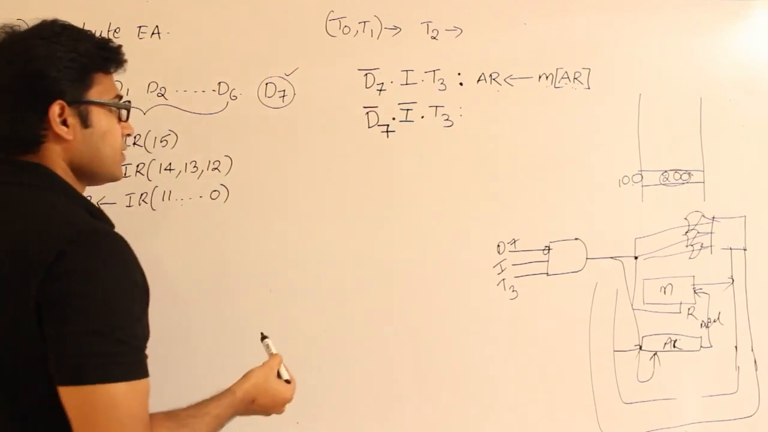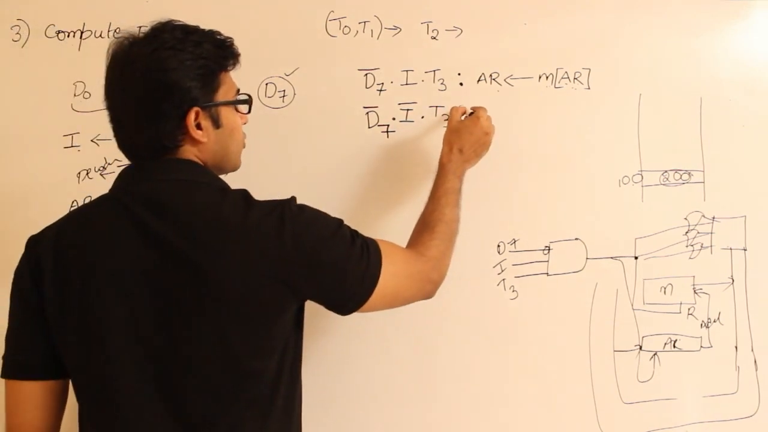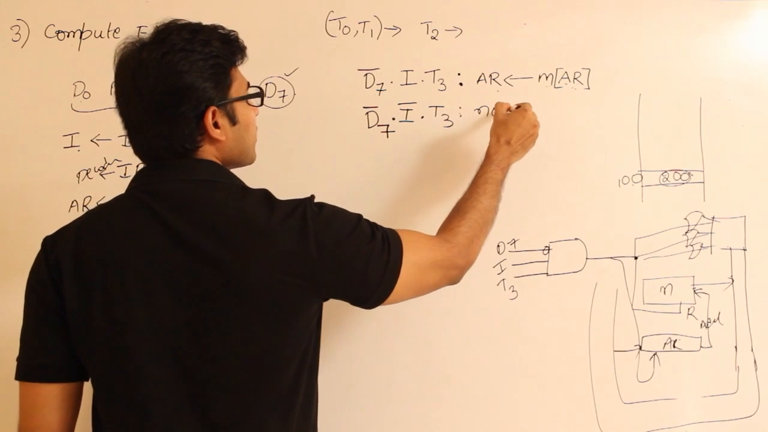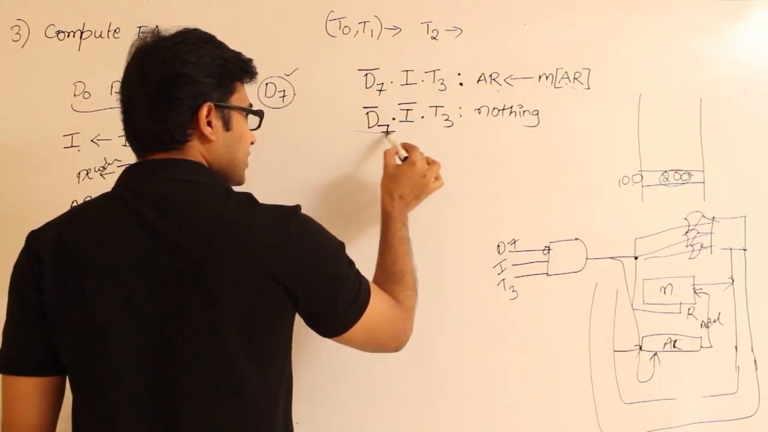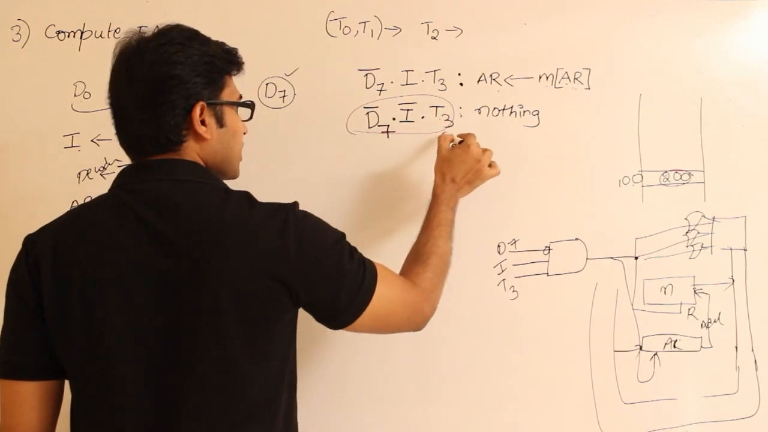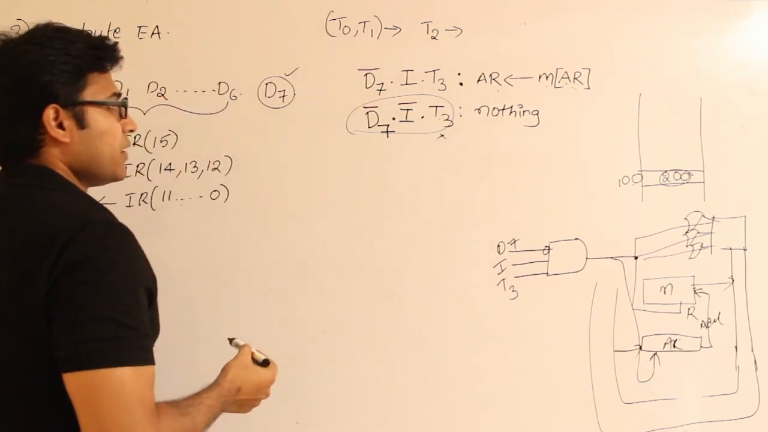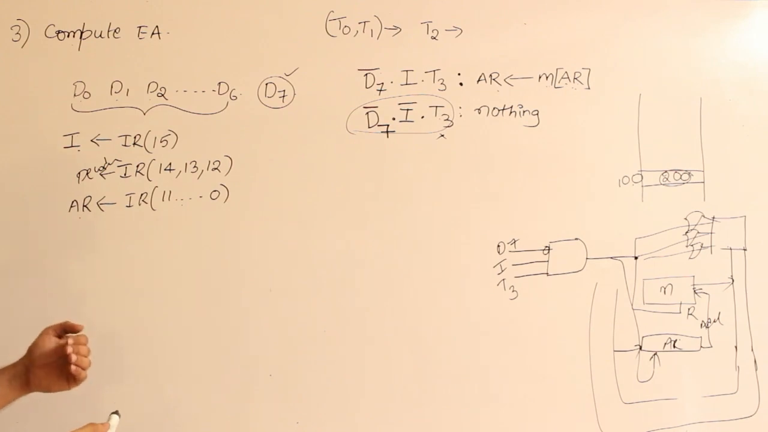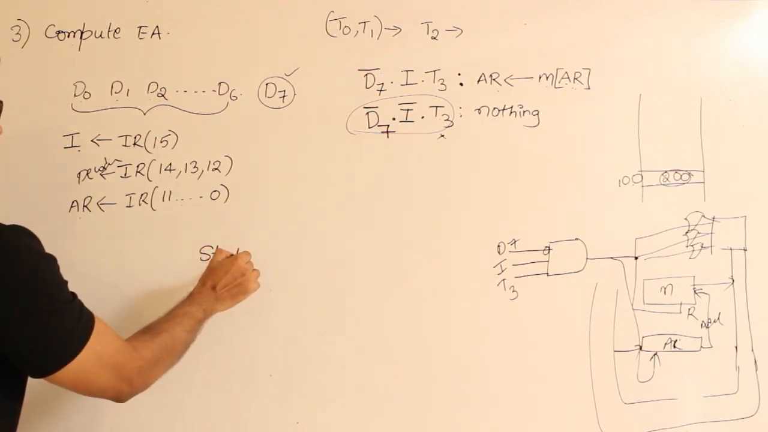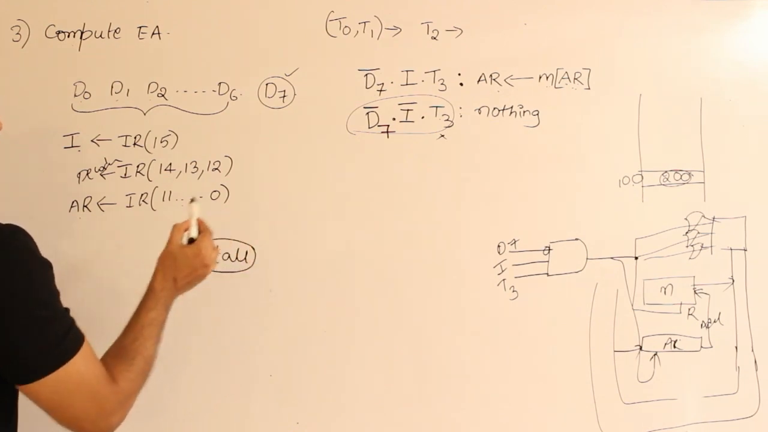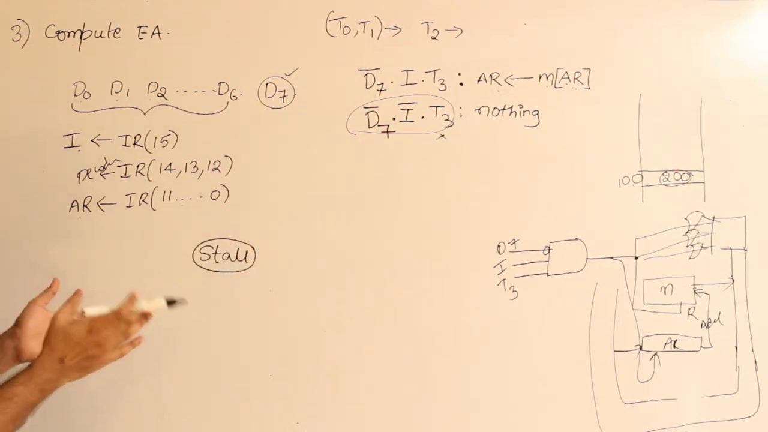So when the direct address is given, we need not do anything at all, nothing, which means for this type of instruction, when this condition is hit, T3 is completely wasted. In other words, it is called a stall. Stall means we are not doing anything, we just leave it, right?